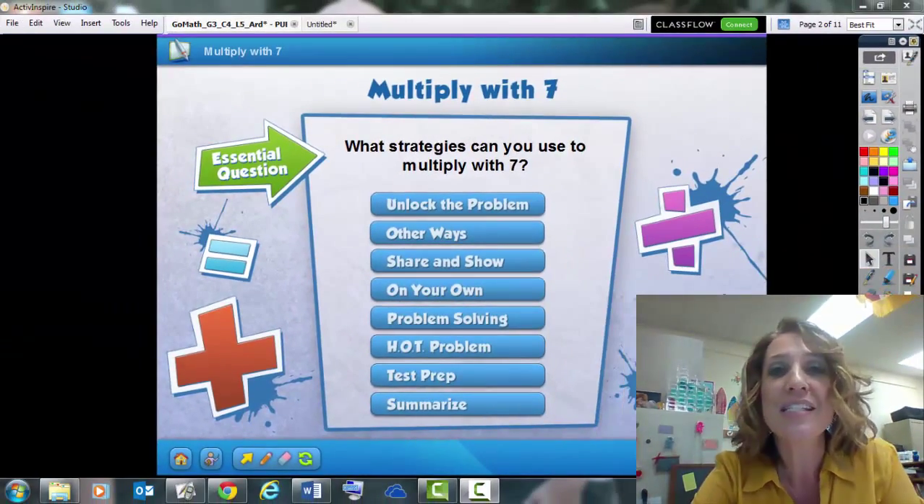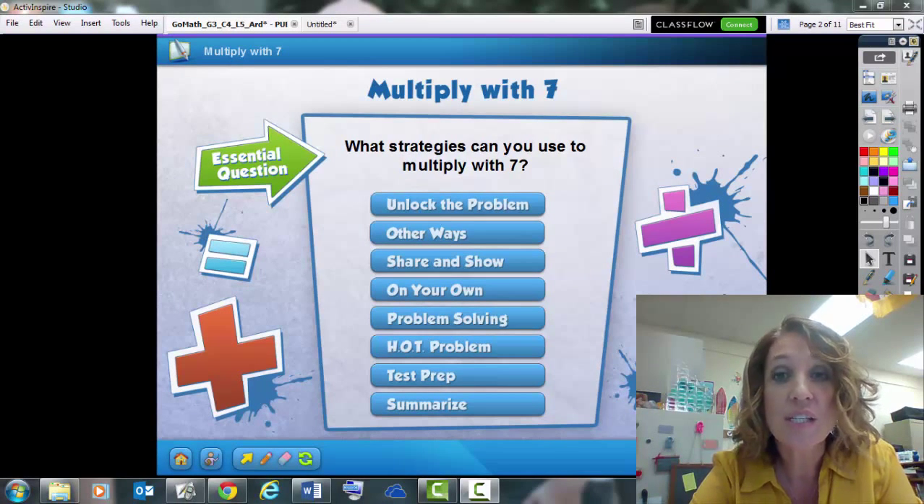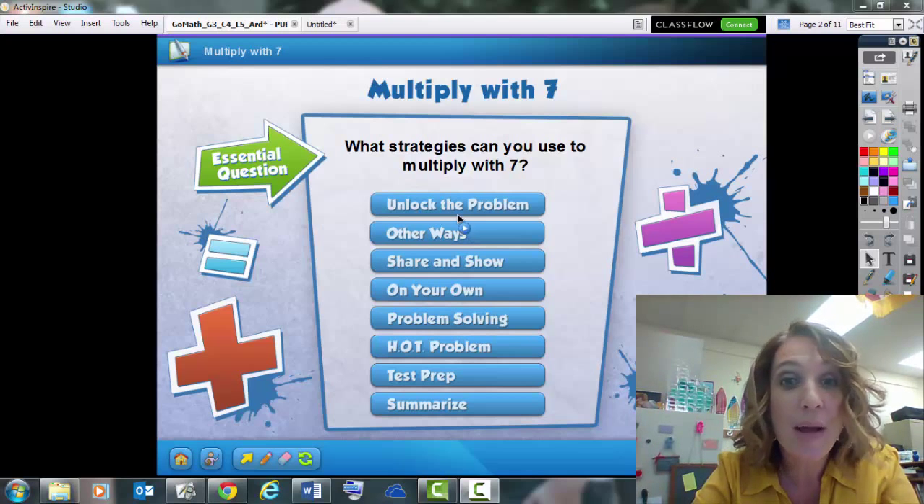All right, let's start with our essential question. What strategies can you use to multiply with 7? Great, I'm glad you asked. We're going to find out. Let's unlock the problem.